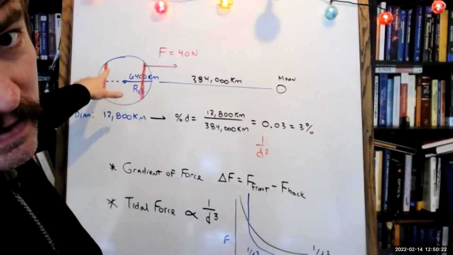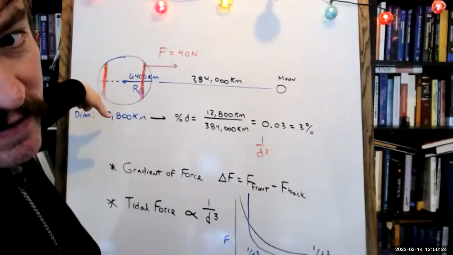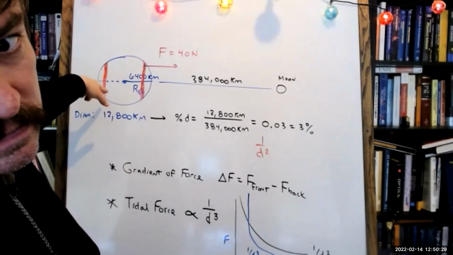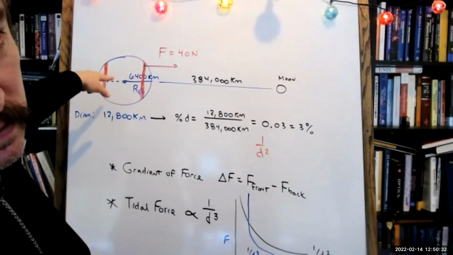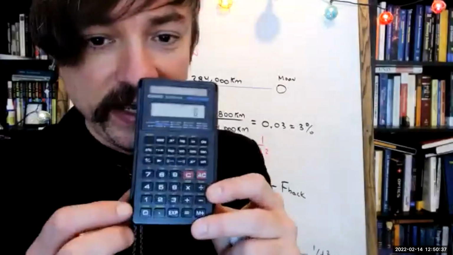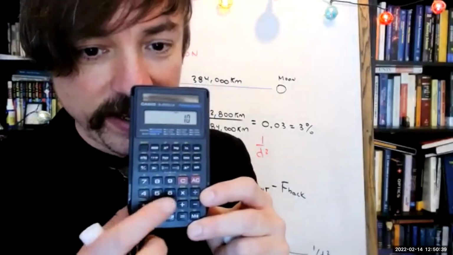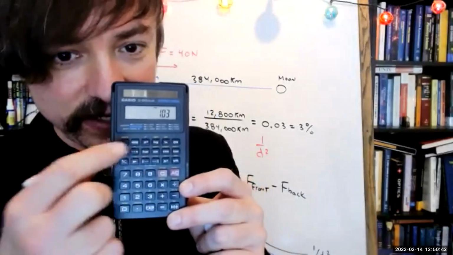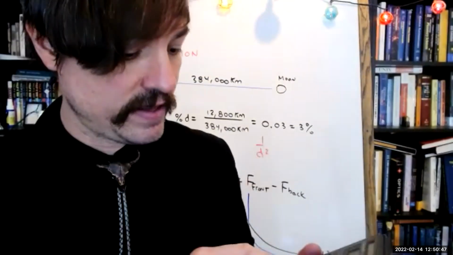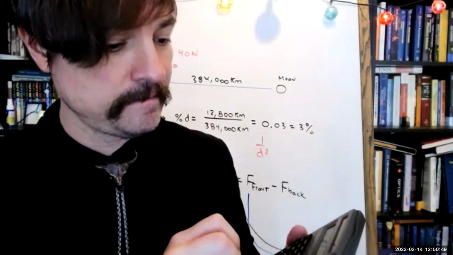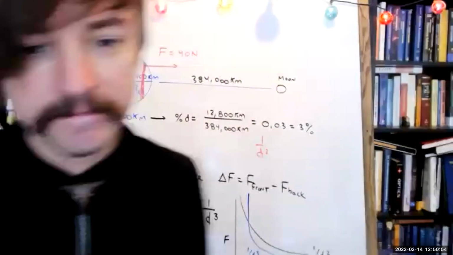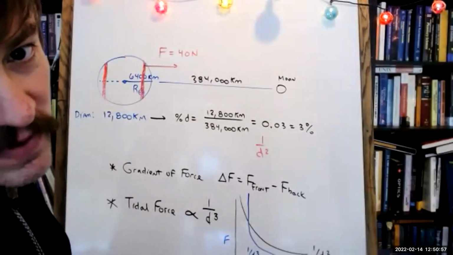Yes. A decrease by what factor? Well, it should be increasing by 1.03. That's the factor by which you're increasing the distance, but it's squared. Oh, wow. I thought I was going to get something different from that. So it should be a 6% change in force.